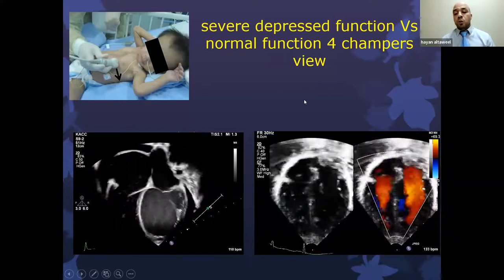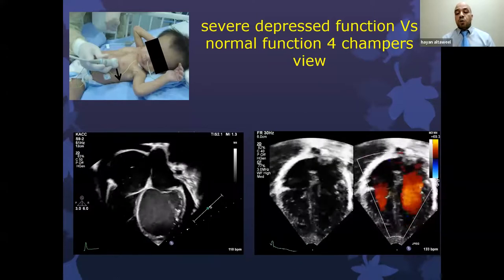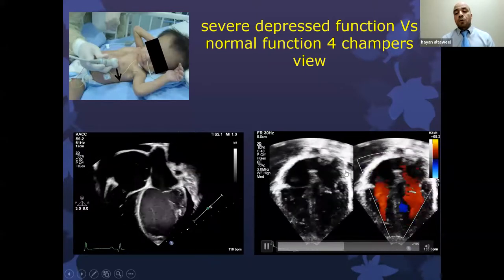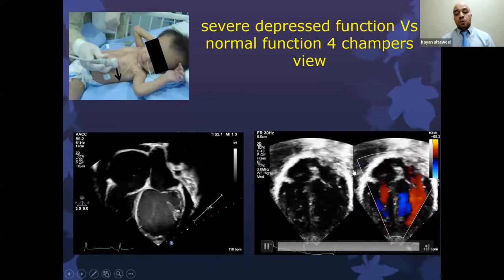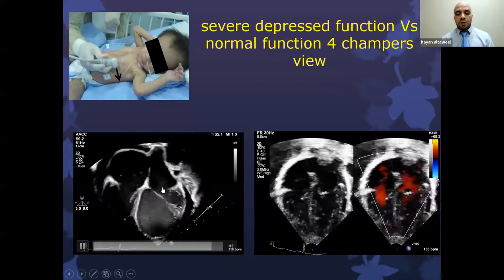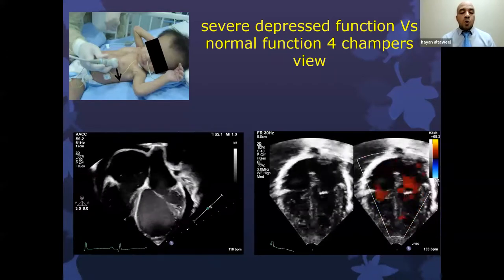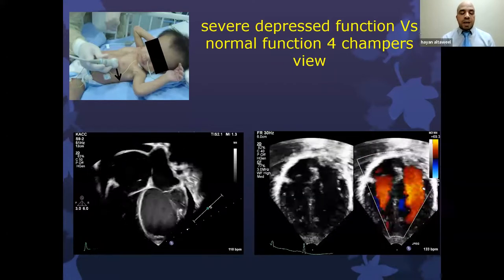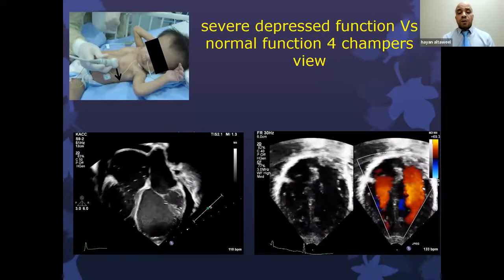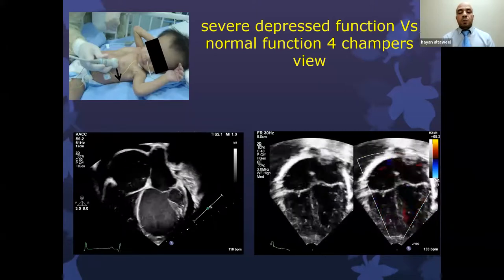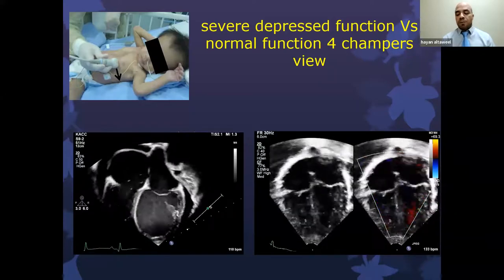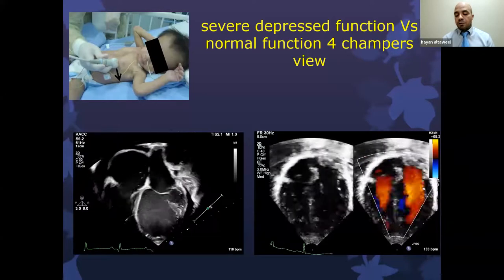So if we are going to tailor a resuscitation plan for those two patients, I think we will elect to go for more fluid for the patient on the right side with good left ventricle function, while on the left side, with this poor contractility of the left ventricle, I think more fluid will not give any benefit. More inotropes will be needed. And even if I elect to give some fluid, I will give a small amount, for example 5 ml per kg, over a long period of time, for example 20 or even 30 minutes.